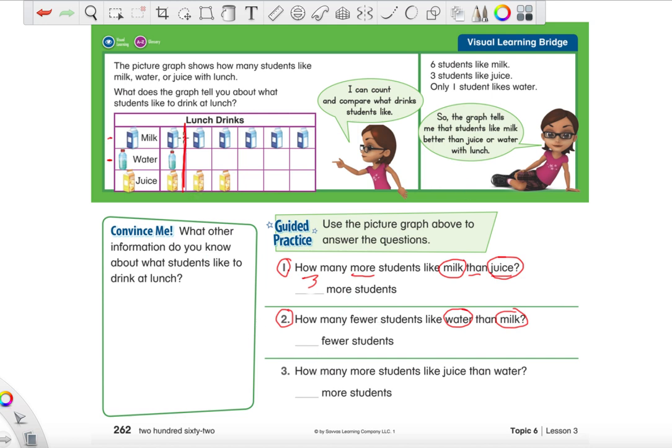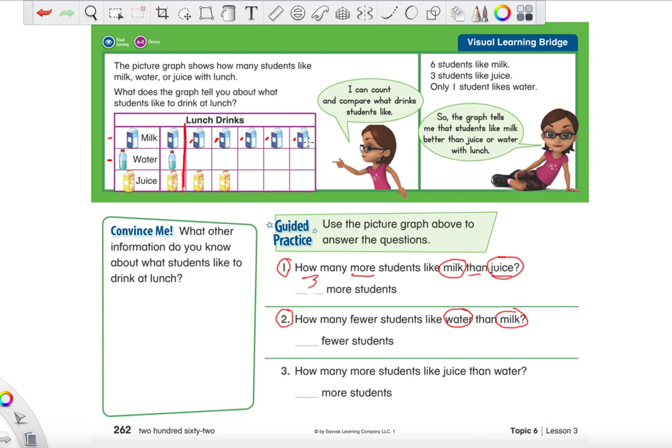So remember, we're just counting how many milks after this line, because this line shows how many people voted for water, but we need to see the difference. So we have 1, 2, 3, 4, and 5. So we had 5 additional votes for milk.